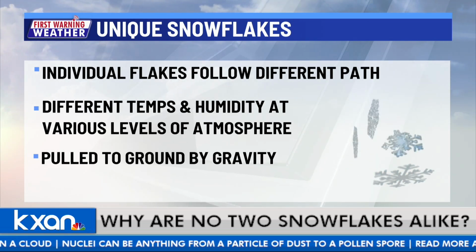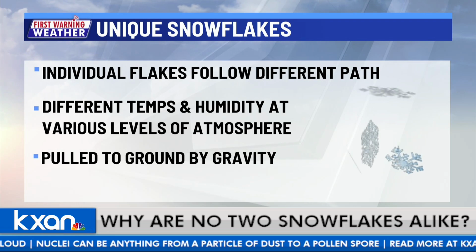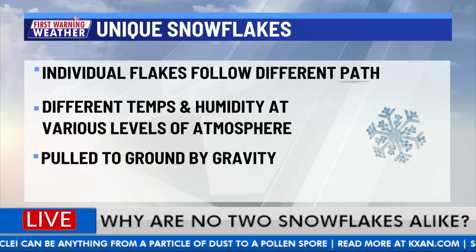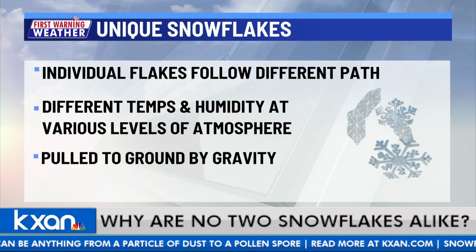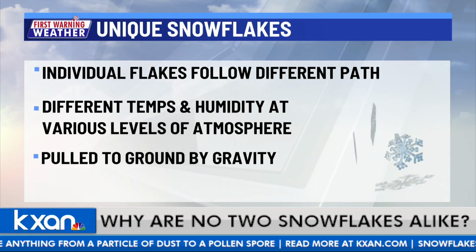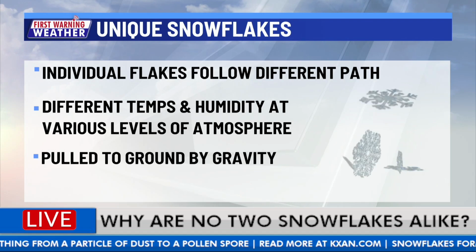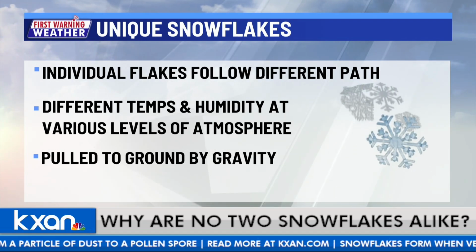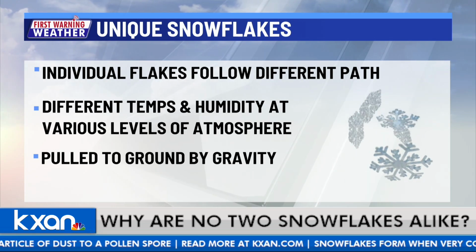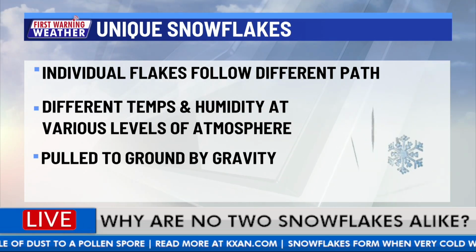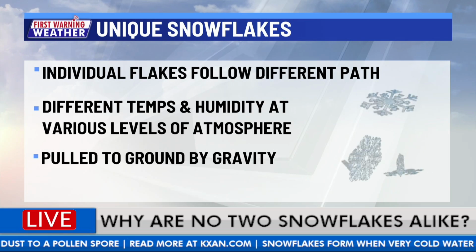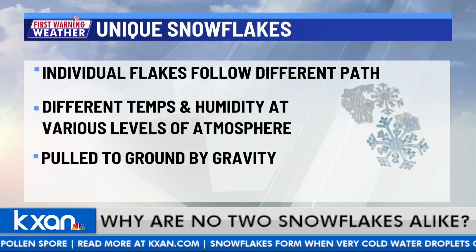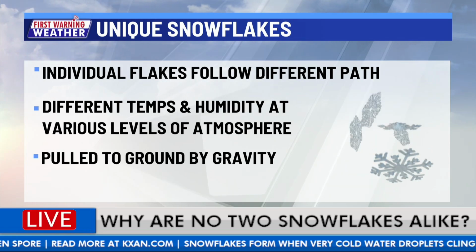So as it encounters these layers in the atmosphere from the cloud to the ground, some of those layers are slightly different temperatures, slightly different humidity levels at various levels from the cloud to the ground. That's what gives that snowflake its uniqueness, because it's a slightly different path from the cloud to the ground, being pulled down by gravity. My snowflake is going to look slightly different from the snowflake next to it and the snowflake next to that. So that's, in very simple terms, why a snowflake is very unique.